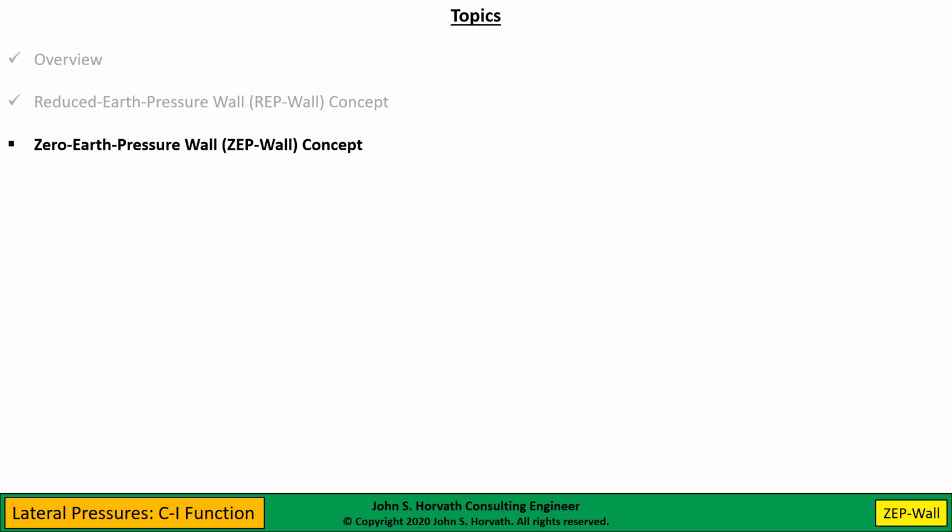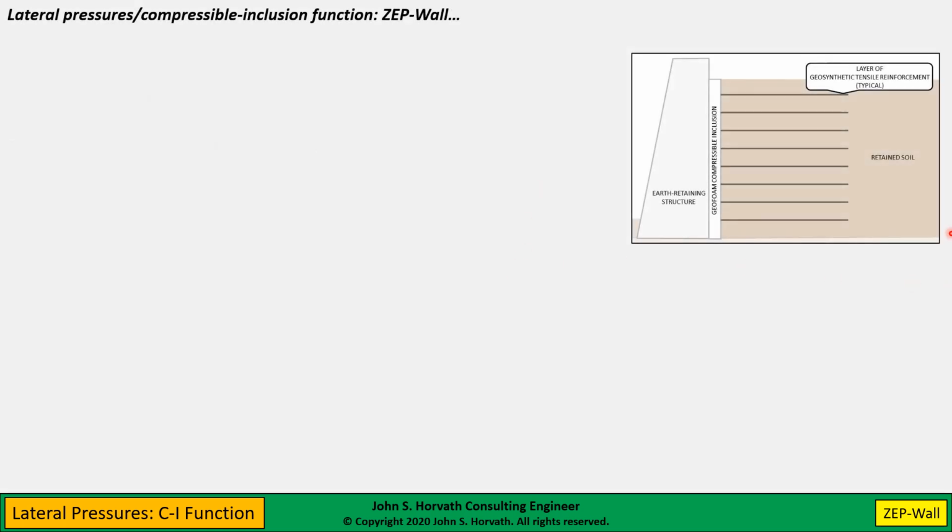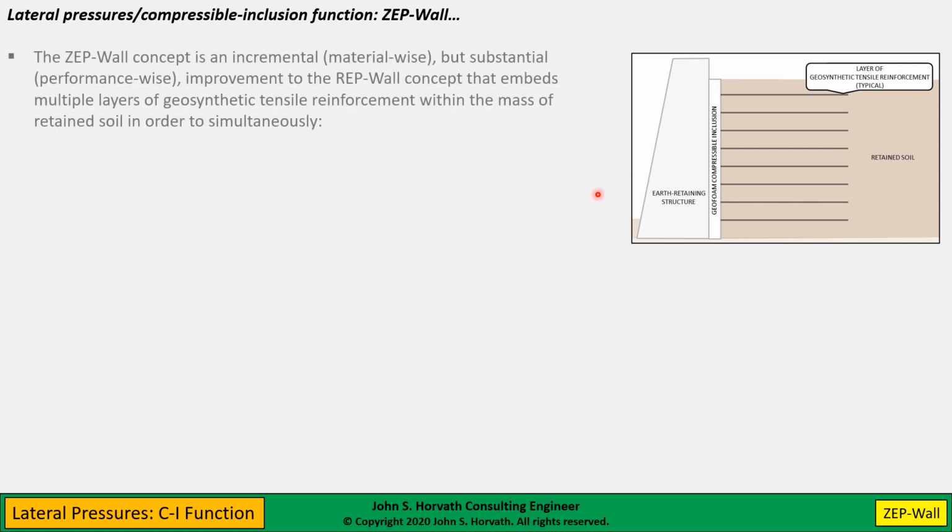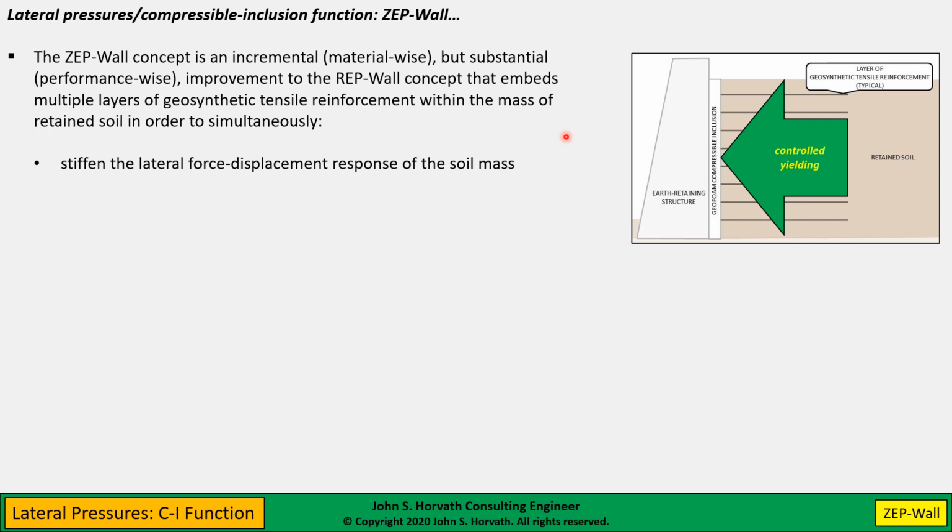I next want to talk about the zero earth pressure or ZEP wall concept. And again, this is the rep wall concept, but with multiple layers of geosynthetic tensile reinforcement within the retained soil. This is an incremental, material-wise, improvement to the rep wall concept, but there's a substantial or potentially substantial performance-wise increase. And again, we're inducing controlled yielding within the retained soil.